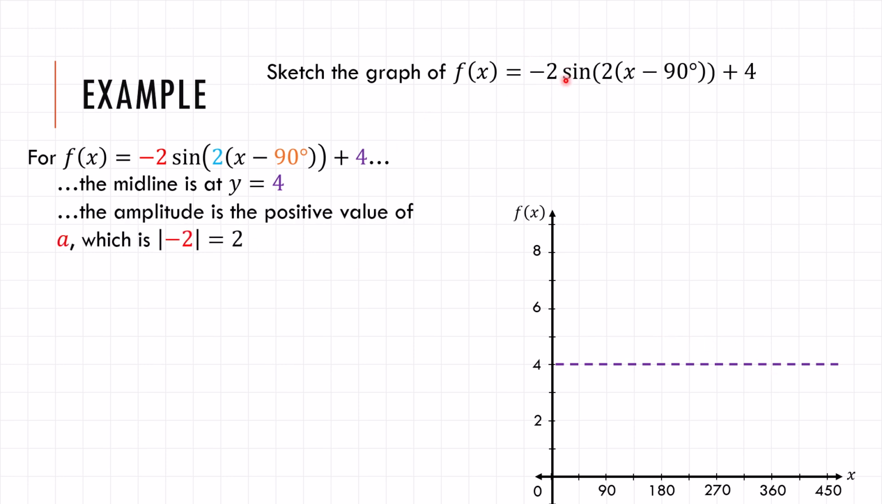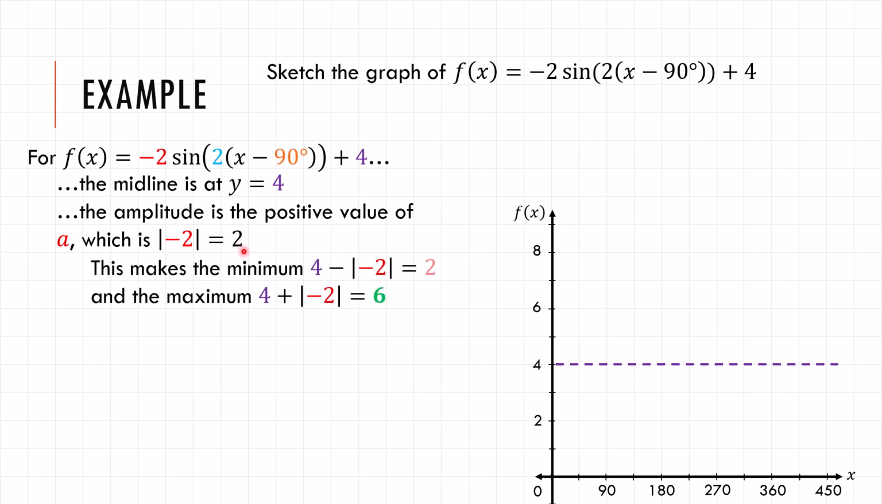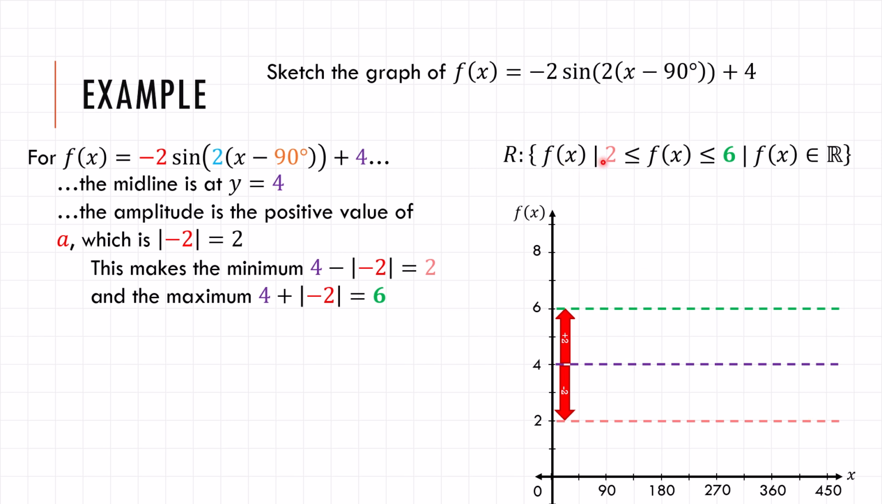And because the amplitude is the positive version of whatever this number in front here is, the amplitude I can see is 2, and that tells me the maximum and the minimum. So from 4, I could go up by the amplitude. I could go up by 2, and that tells me the maximum. And from 4, I could also go down by 2, and that would tell me the minimum. So my function needs to be in between these two lines right here. In other words, the range of my function is f of x such that 2 is less than or equal to f of x, which is less than or equal to the maximum value, which is 6. And it can be any real number in between there.